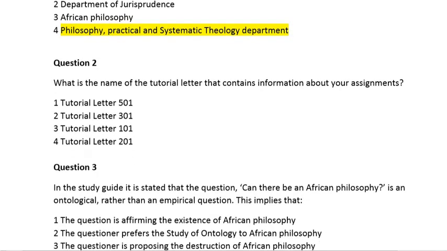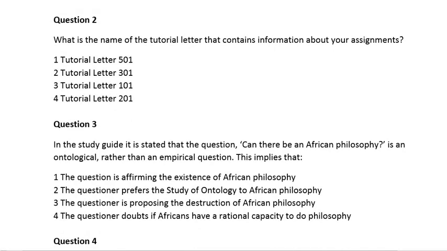Let's go to question number 2. What is the name of the tutorial letter that contains information about your assignments? Number 1, tutorial letter 501. Number 2, tutorial letter 301. Number 3, tutorial letter 101. Number 4, tutorial letter 201. So guys, the correct answer here is number 3, which is tutorial letter 101.